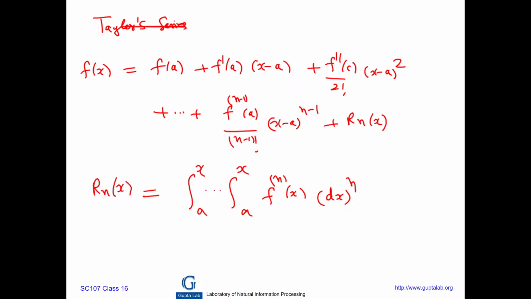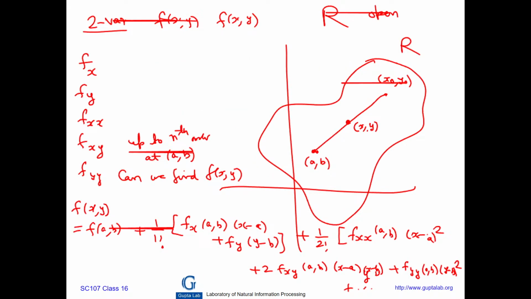So f of x comma y is f of a b, you evaluate the function at the point a comma b, plus 1 over factorial of 1 times the partial derivative with respect to x evaluated at point a b times x minus a, plus f y times y minus b. That's the second term. Then the third term is all possible derivatives evaluated at point a comma b: f x x, f x y, f y y, and the corresponding terms involving x minus a and y minus b. And then you keep on doing like this.